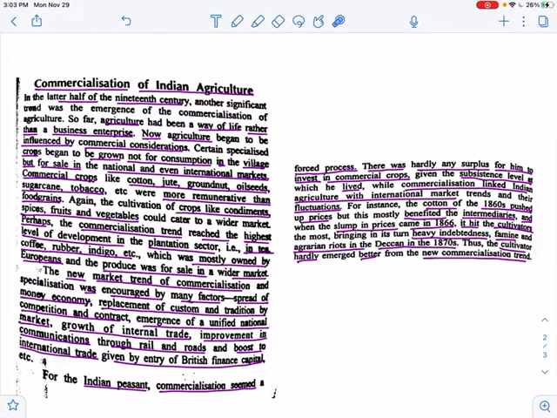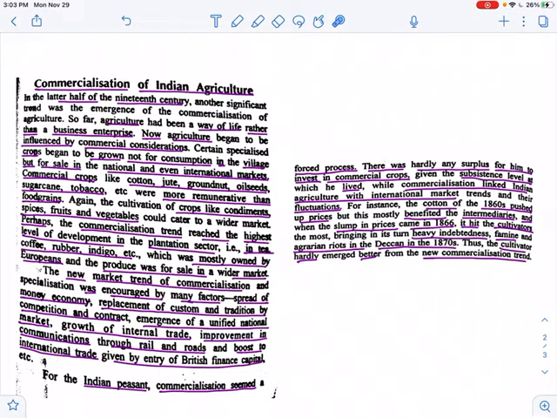Hey there, in this lecture, let's study about the commercialization of Indian agriculture. It is important for us to remember that the commercialization of Indian agriculture started in the latter half of the 19th century. Before this period, agriculture was considered to be the way of our life. It was a part of our life. We never considered agriculture as a business enterprise.